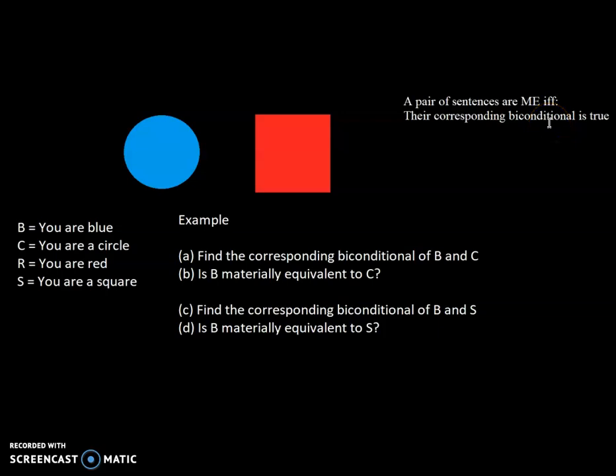biconditional is true. Okay, so first thing I want you to do for this example is find the corresponding biconditional of B and C. So here's a pair of propositions, B and C. That's two propositions. What's their corresponding biconditional? Then, based on the definition, can you tell me whether that sentence is true or false? Okay. Similarly, do the same thing for the corresponding biconditional of the pair of sentences B and S. And then tell me whether B is materially equivalent to S. Okay. So pause now, give that a shot, and then we'll come back together and work it out.